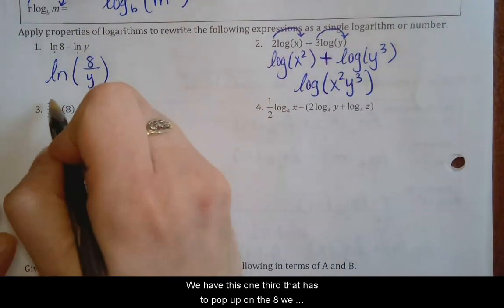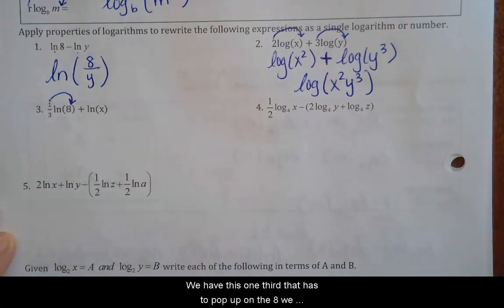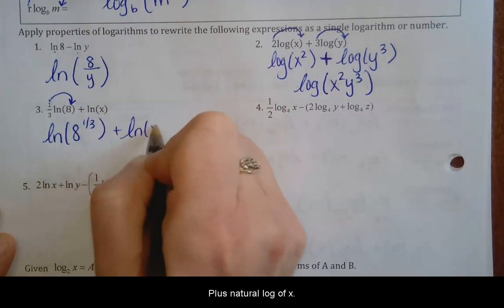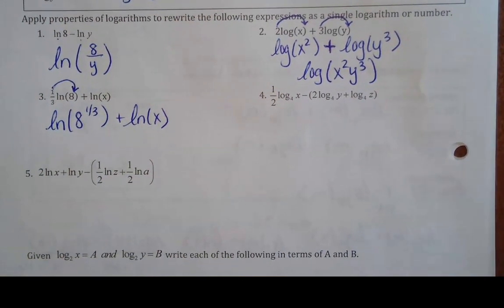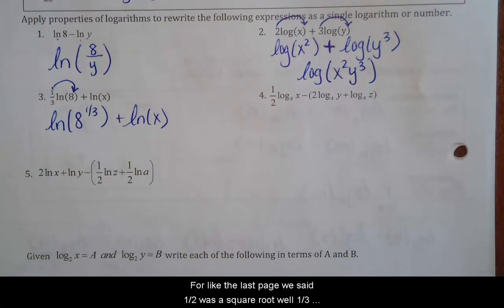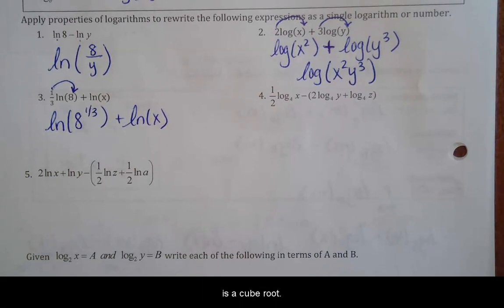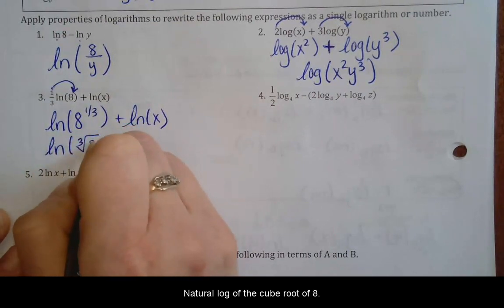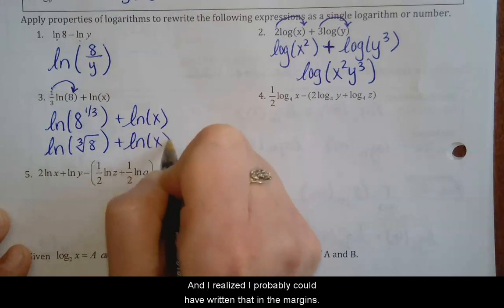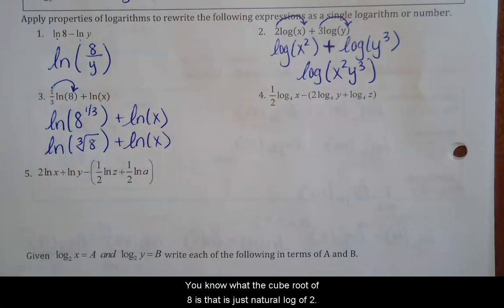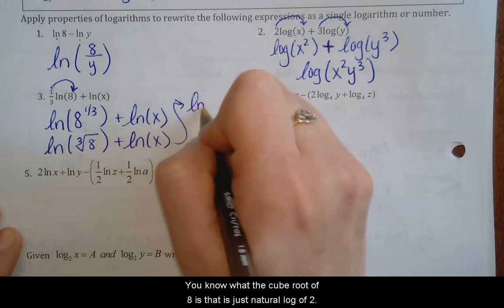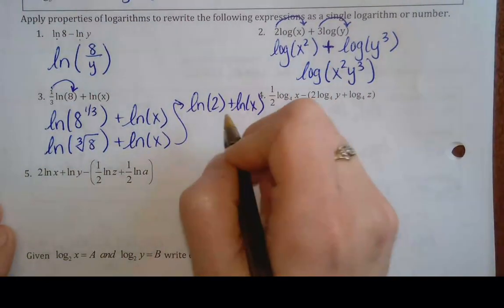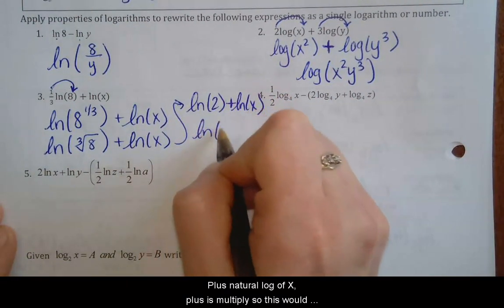Number 3, we have this 1/3 that has to pop up on the 8. So we have natural log of 8 to the 1/3 plus natural log of x. And then you can kind of ask yourself, sort of like the last page, we said 1/2 was a square root. Well, 1/3 is a cube root. Natural log of the cube root of 8. And I realize I probably could have written that in the margin, but we should know what the cube root of 8 is. That is just natural log of 2 plus natural log of x. Plus is multiply, so this would be natural log of 2x.